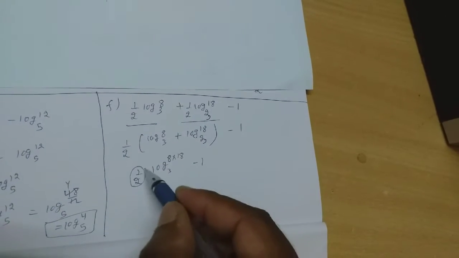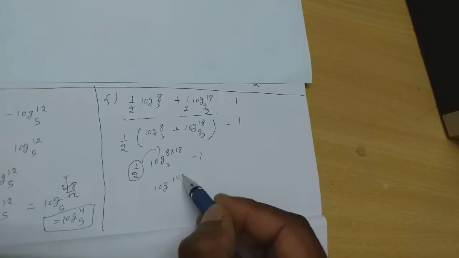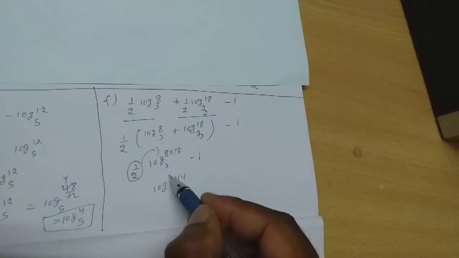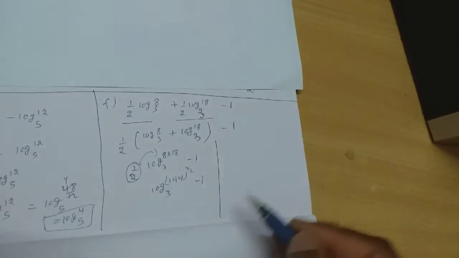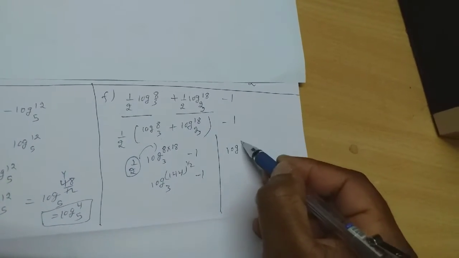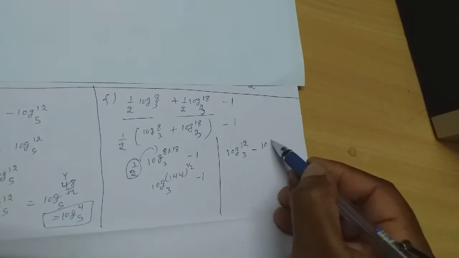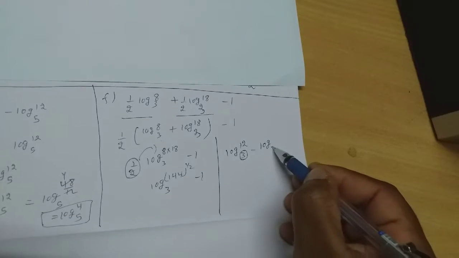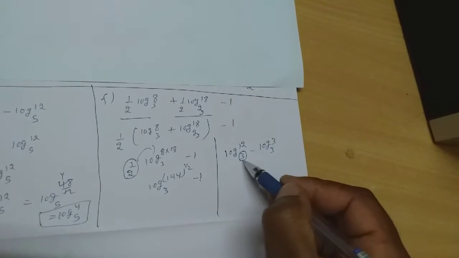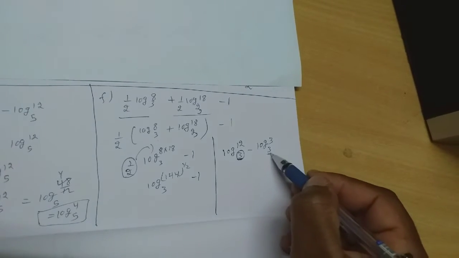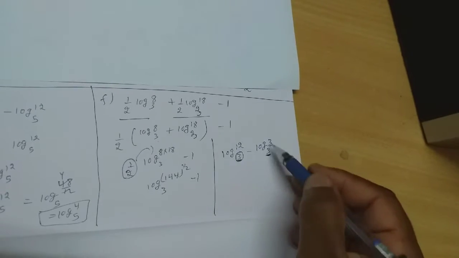So this 1 by 2 will go as a power. So it is log 18 into 8 is 144. 8, 8, 64, yeah. 144 power 1 by 2 base 3 minus 1. 144 power 1 by 2 is 12 over 3 minus 1. 1 how can I write? Here base is 3, I want base 3. So 1 I can write log 3 base 3. Am I clear? Depending on this number, I am choosing what number should come as a base. Here the same number should come over here, then only this will be 1.